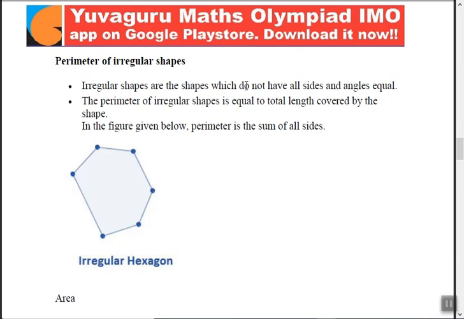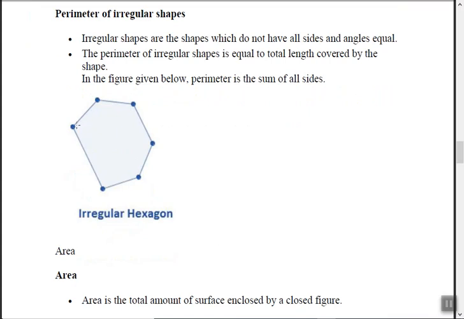Perimeter of irregular shapes. Irregular shapes are shapes which do not have all sides equal and angles equal. See, this is like no sides are equal. So the perimeter of irregular shapes is equal to the total length covered by that shape. You can't find it in that case. If the lengths are given, only then you can add them and move on. That will be the answer. But if the lengths are not given and you are told to find the perimeter of any irregular shape, you can't find it. Okay. Basically perimeter is sum of all the sides.